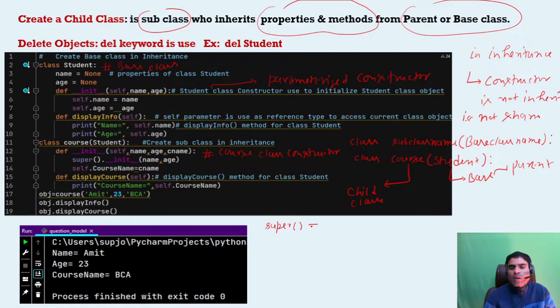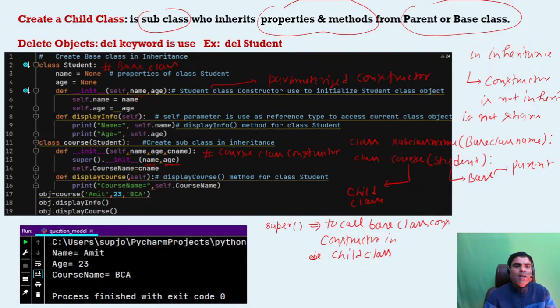For that we use a special function, super, to call the base class constructor in the child class. This is very important. So we write super dot init. This will call the base class constructor, and in the base class constructor we have two parameters, name and age. So we have passed two parameters, name and age, here. By default the constructor is not inherited, so we have to call the special function super, which is used to call the base class constructor.